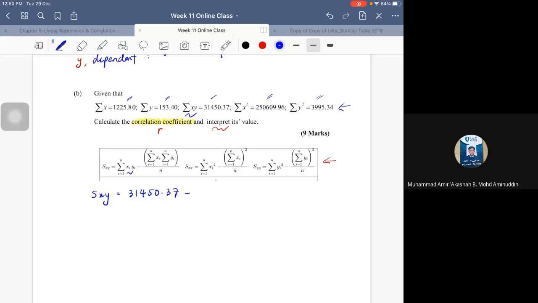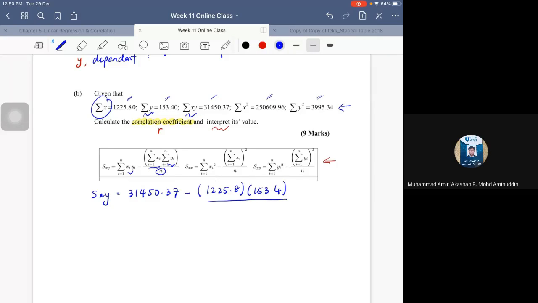The value is 31450.37. According to the formula, it's going to be minus the sum of x, which is given by this value right here, 1225.8, multiplied by the sum of y, which is this one, 153.4, over the sample size. Remember, n is going to be our sample size.